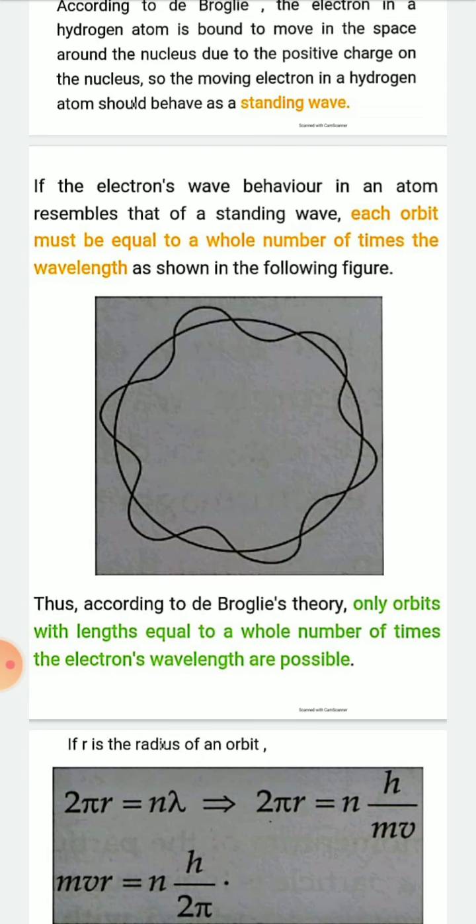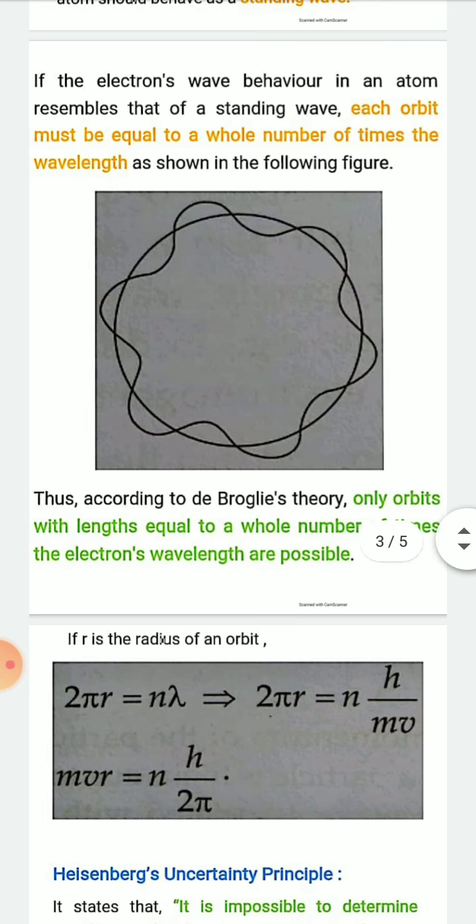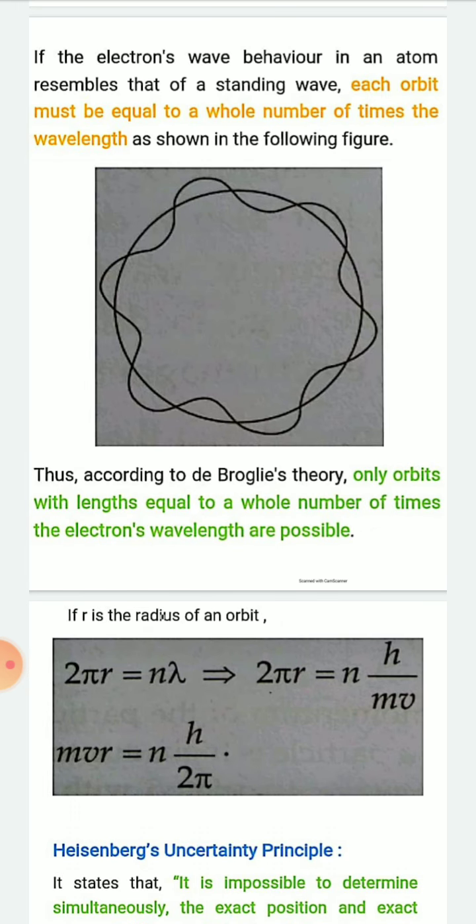Thus, according to de Broglie, only orbits with length equal to a whole number of times the electron's wavelength are possible. That is, if the radius of this circular orbit is r, then the circumference of this circular path is 2 pi r, and according to de Broglie, this 2 pi r will be equal to an integral multiple of the wavelength of the electron, that is n lambda.